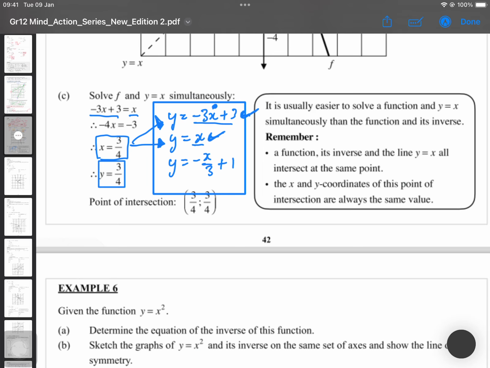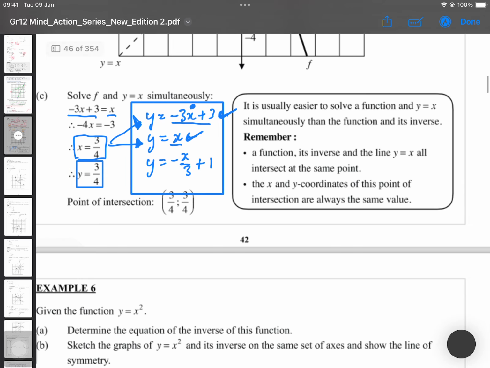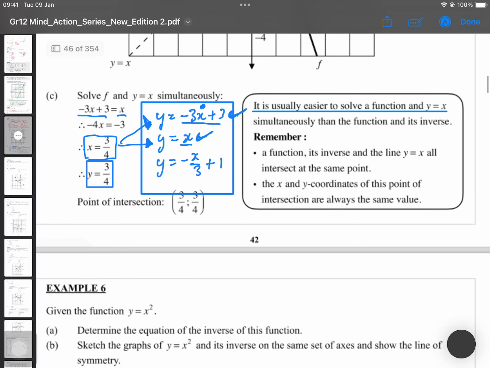Okay, so like it's saying here, it is usually easier to solve the function and y equal to x simultaneously. So instead of taking the inverse and the original, it's easier if you take the inverse, or the original, and this one. So simultaneously then the function and inverse, that's basically what they're saying.